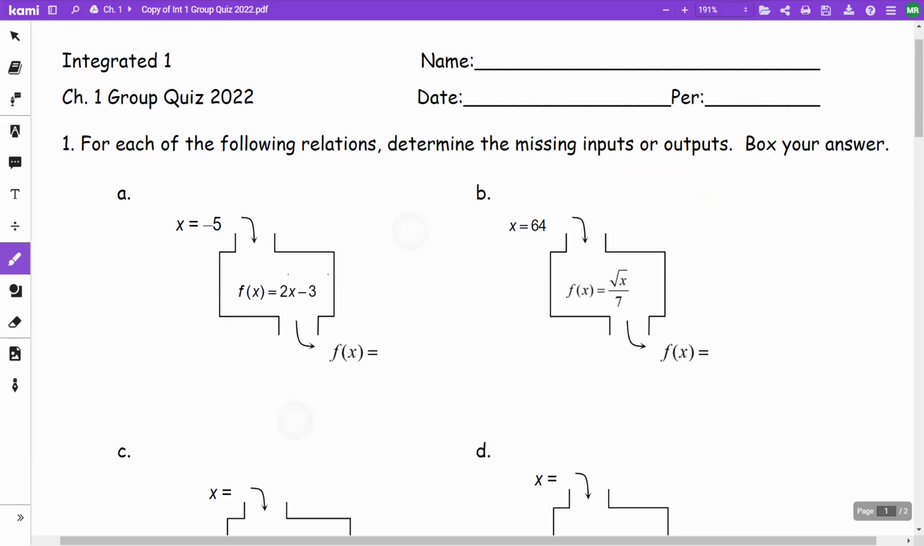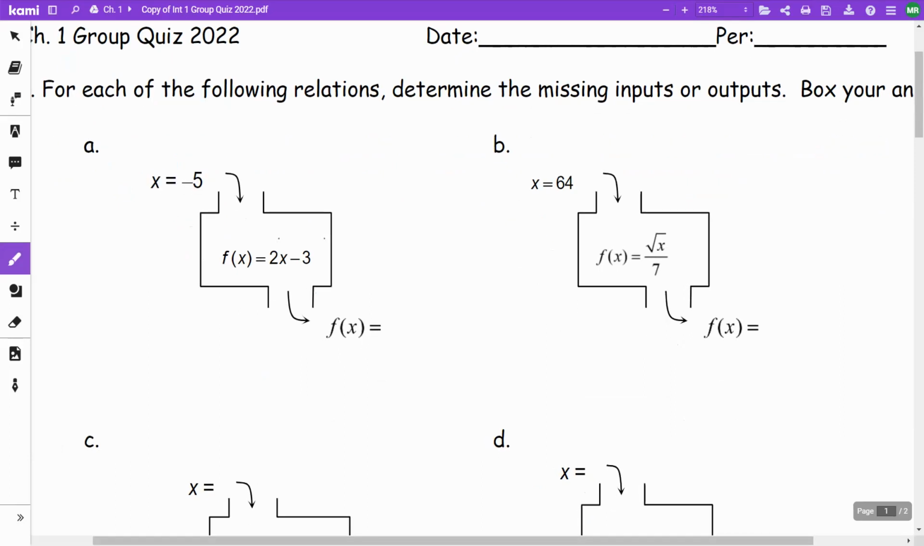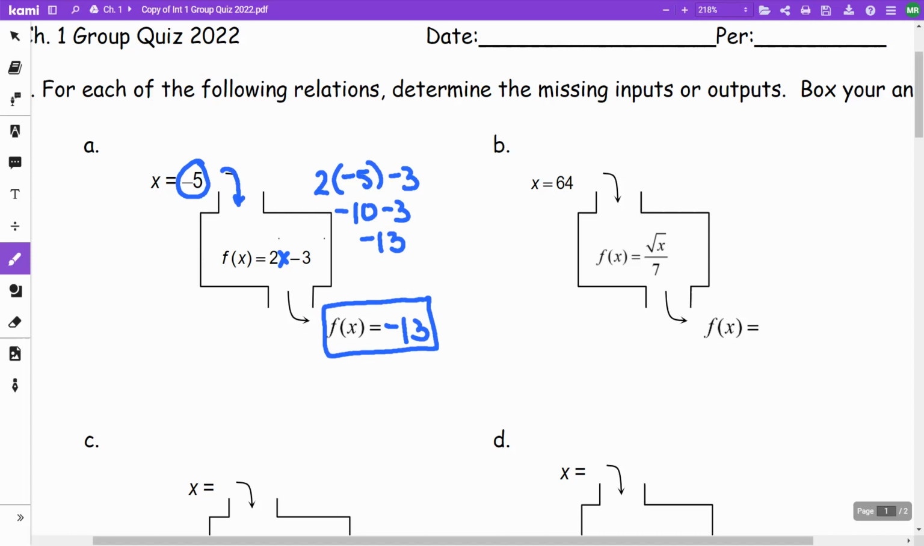So on this first problem, what they're asking us to do is take this -5 and put it into this equation for x. So we're going to go 2 times -5 minus 3. We get -10 minus 3, we get -13. So our answer is -13. Okay, we put in a -5 and we got out a -13.